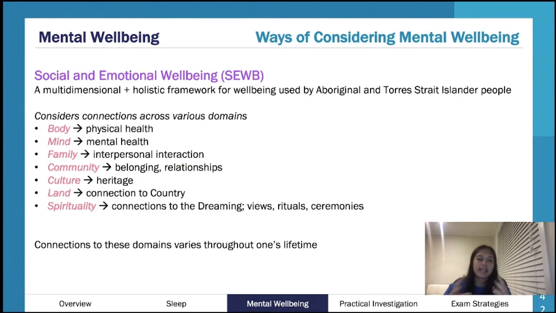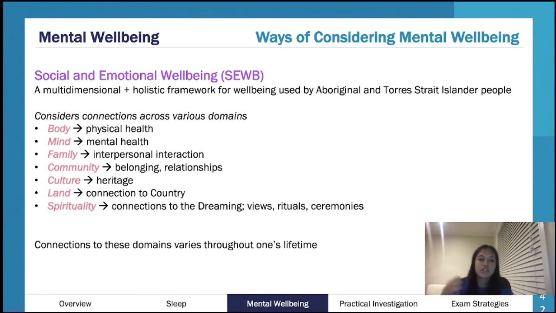Okay, so we're looking at this framework. Social and emotional well-being is also known as SEWB, so that's abbreviated on the study design as well. This is a specific framework that's used particularly by the Aboriginal and Torres Strait Islander community.